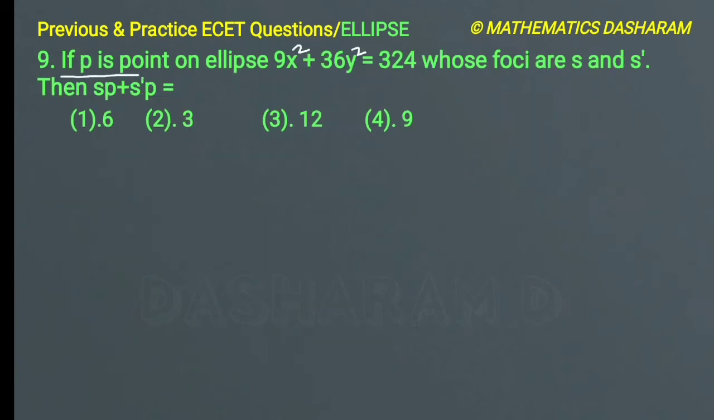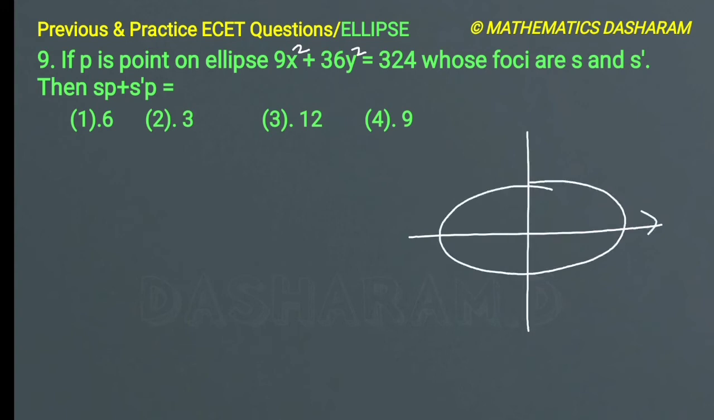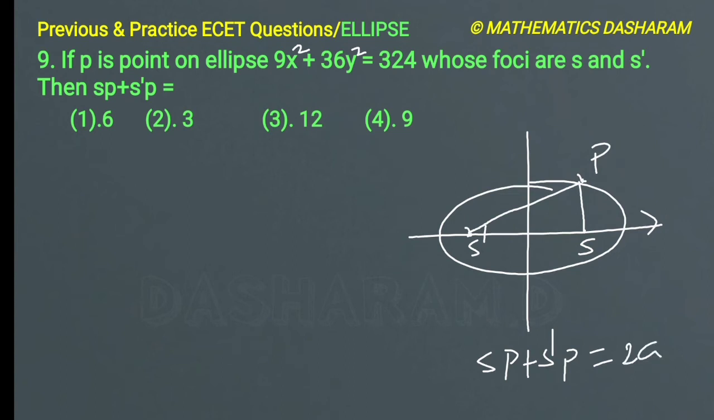Ninth question, if P is a point on the ellipse 9x square plus 36y square equals 324, whose foci are S and S dash, then SP plus S dash P equals what? So this is the diagram for the ellipse. Here is S dash, here is S, and here is a point P. Then it is asking SP plus S dash P. So the SP plus S dash P formula is the length of the major axis, that is 2a. So let us find out the a value.